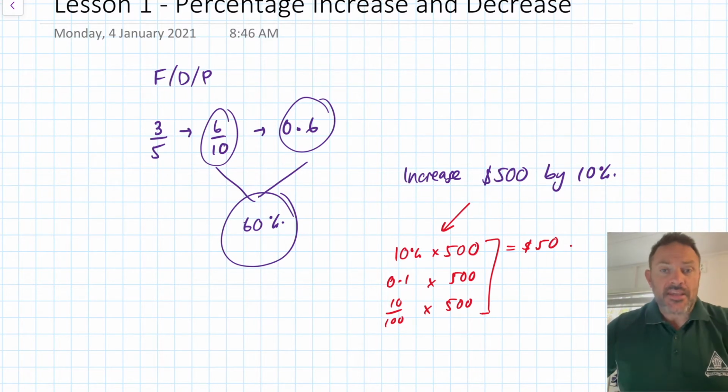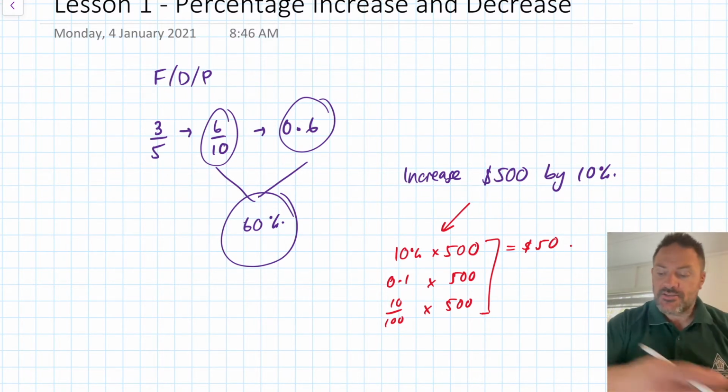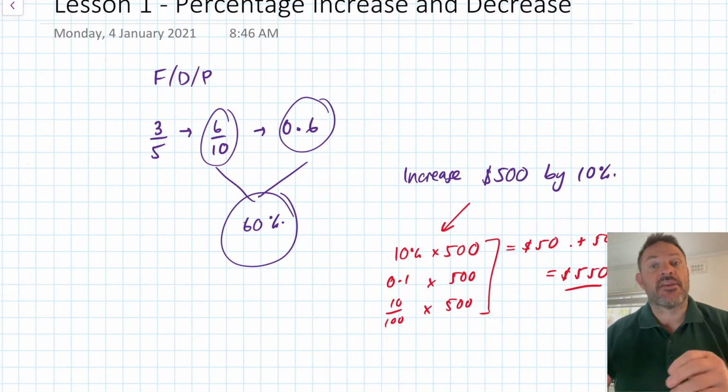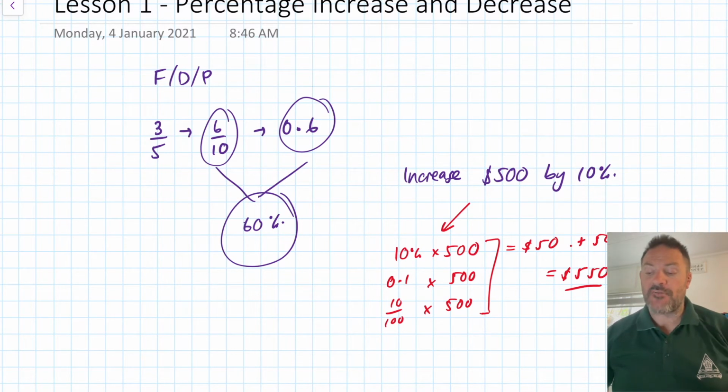Of course, when it says to increase, that means to get bigger. So I would add it on to the initial $500, which in this instance would give me $550. If it said to decrease, that means to get smaller, so we would subtract it from the original amount. So 500 subtract the $50 would be $450. And that's pretty much the nitty-gritty of it.